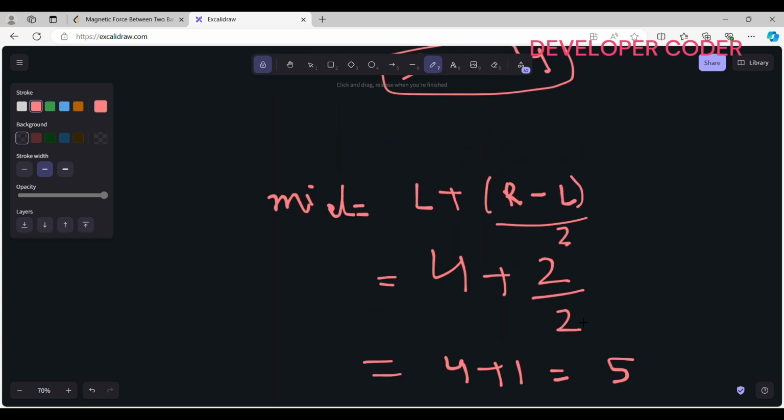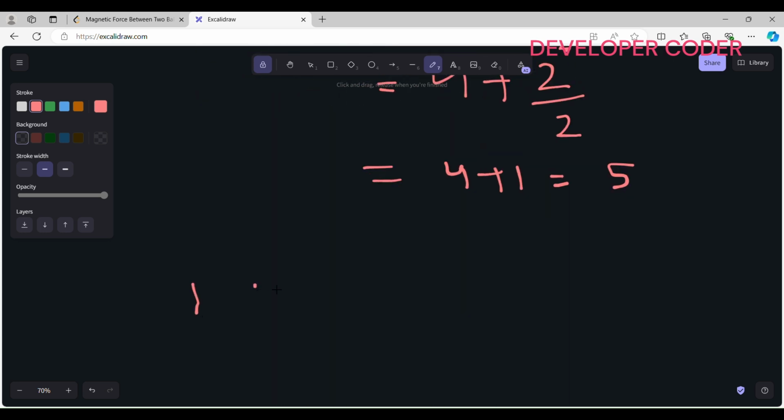Okay, let's try this possibility. So this is my array, right? 1 2 3 4 7. So let's say first I have placed my ball here. Okay, this is fixed. I have placed my ball here. After that, can I place my ball here?